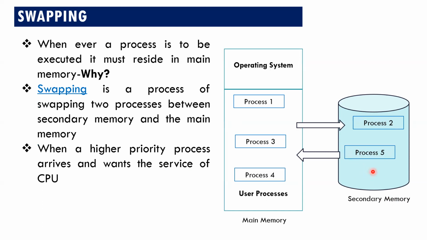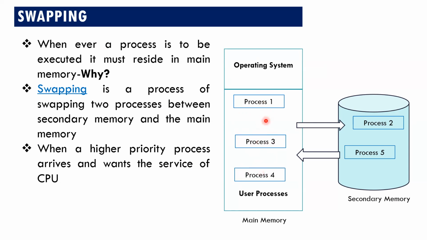So it is wise to bring the process to the main memory, which is having lesser access time as compared to the secondary storage. So that is why whatever the program that has to be executed, it has to be brought to the main memory. And swapping is a process of swapping two processes between the secondary memory and the main memory. So here if you look at the main memory, it consists of the operating system and also few of the processes which are currently running.